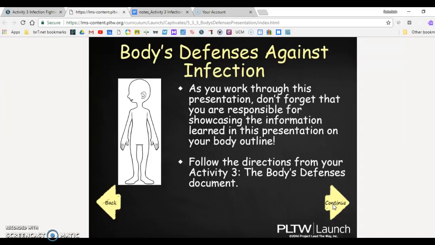On this slide, it says, I'm sorry, you're going to read it. It says, as you work through this presentation, don't forget that you are responsible for showcasing the information learned in this presentation on your body outline. This is the body outline. You don't have the body outline yet. Today you are going to take notes and do your learning, and then you're going to use your work from today to work on your body outline. So please don't ask your teacher for the body outline because that comes tomorrow.